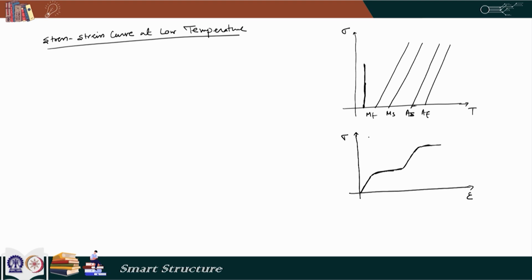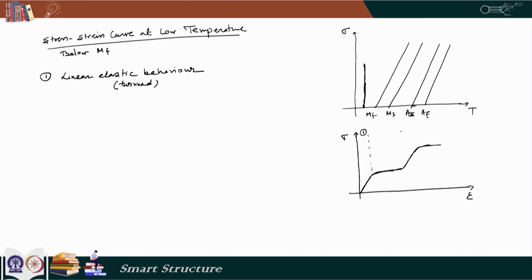So, if we call this zone 1, in zone 1 we have linear elastic behavior, and this is in the twin state. This entire study is being done below MF, and that is what we mean by low temperature.